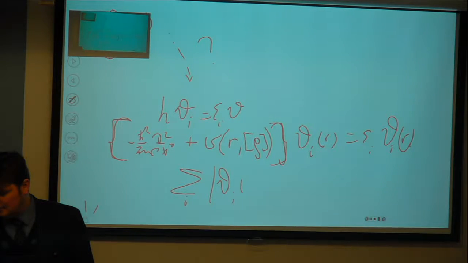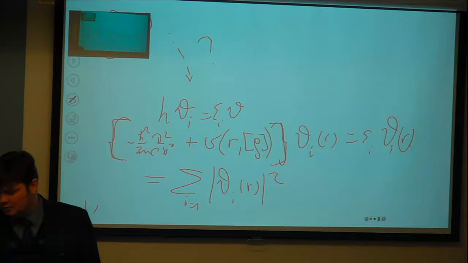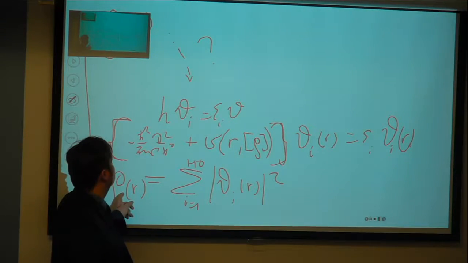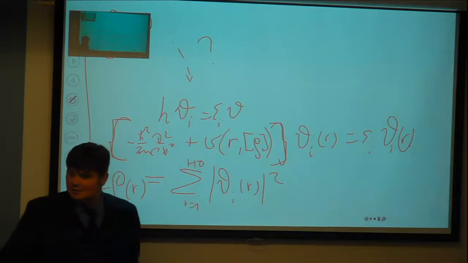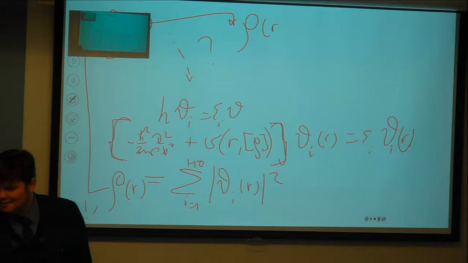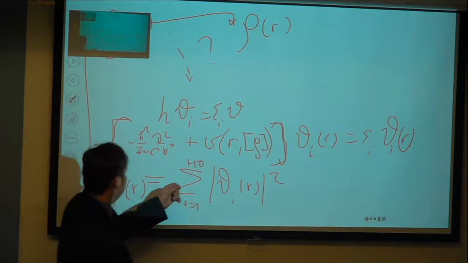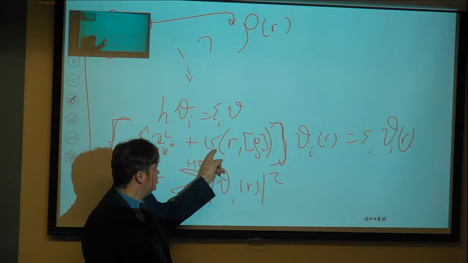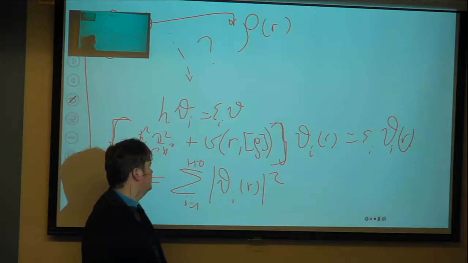Theta i absolute squared, from 1 to HOMO, the highest occupied, equals rho of r. And then you use the computed density as feedback. It's not seen there, the density. And then from this density, somehow you develop this potential, right? So you need the potential as a function now of density.